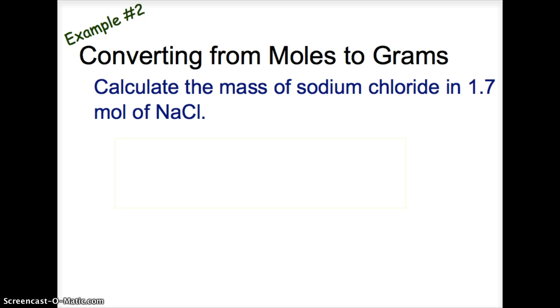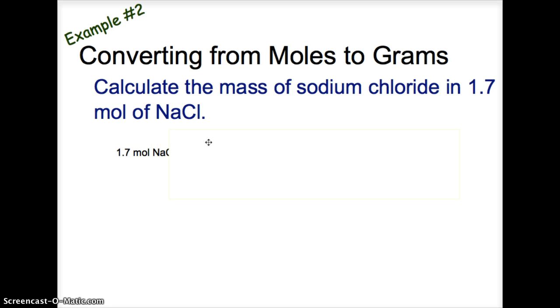Let's take a look at another example. You may be asked to calculate the mass of sodium chloride in 1.7 moles of sodium chloride, NaCl. Now, NaCl is a compound. You're going to have to look at the periodic table and calculate the molar mass of NaCl.